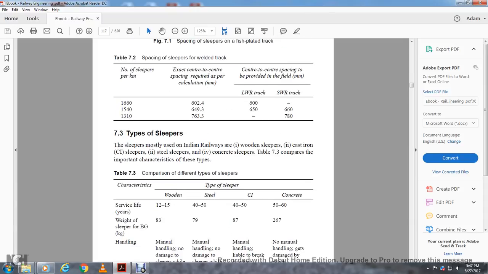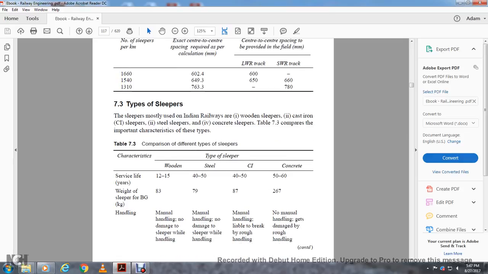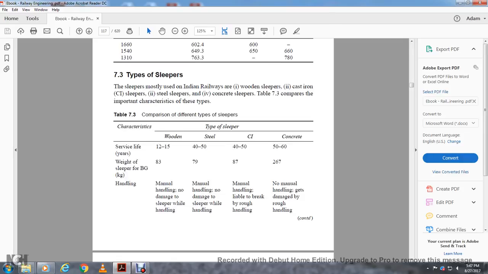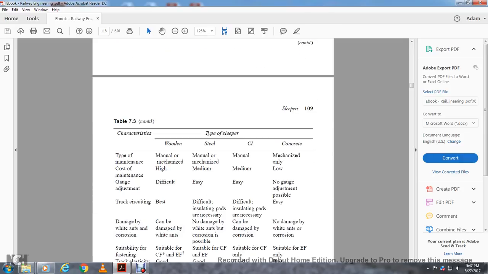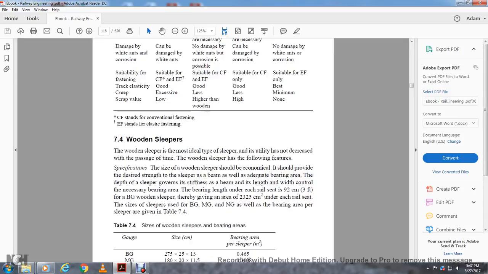The sleepers mostly used in Indian Railways are wooden sleepers, cast iron sleepers, steel sleepers, and concrete sleepers. Table 7.3 compares the important characteristics of these, such as service life and the weight of the sleeper for broad gauge. As shown in the tables, the wooden sleeper is the most ideal type of sleeper.